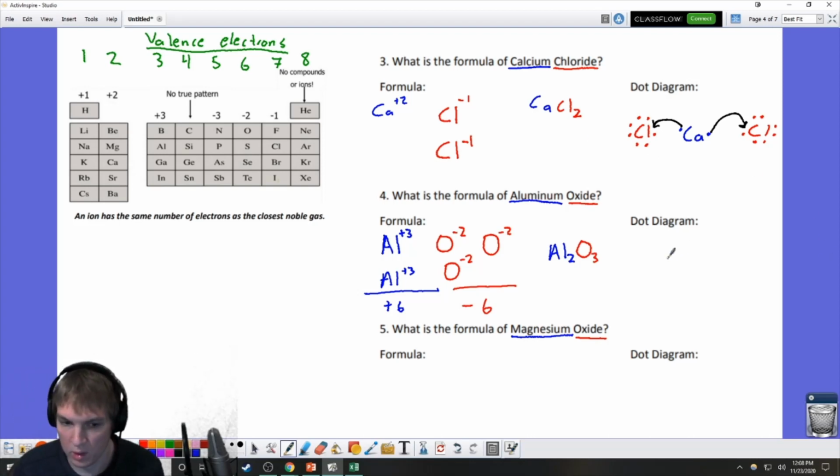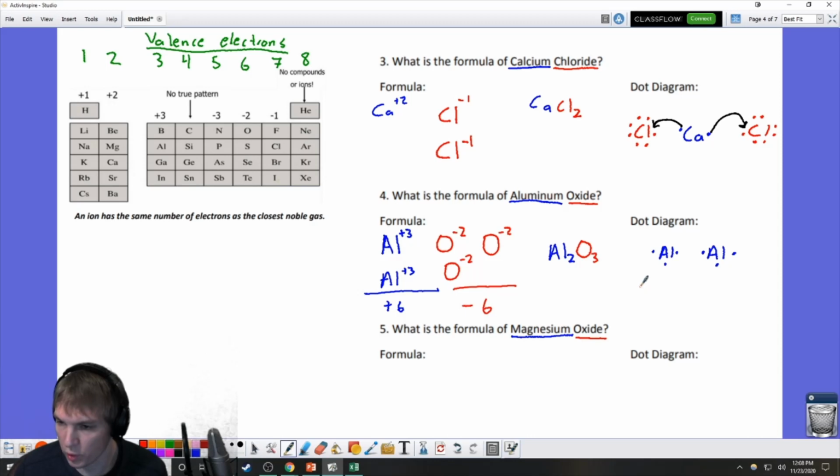So that dot diagram is actually going to look a little bit tricky. So we have 2 aluminums. Let's go ahead and draw those out. And each aluminum had 3 valence electrons. So we're going to go 1, 2, 3, 1, 2, 3.